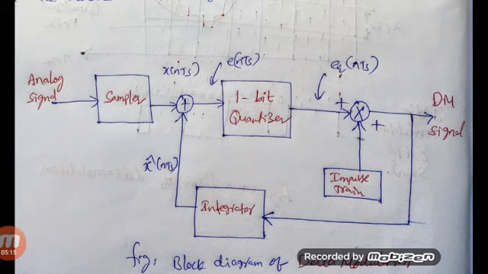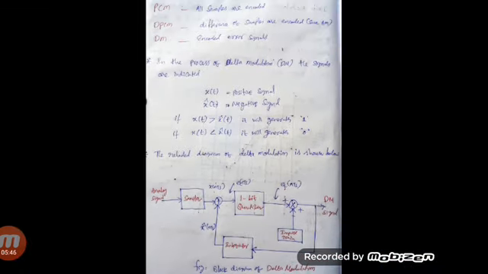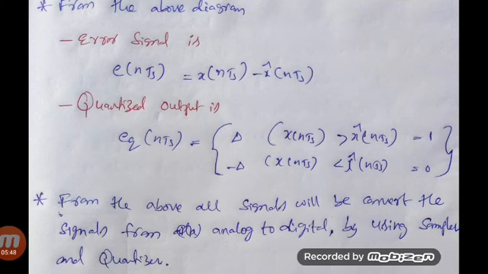So here x of t is the sampling signal, e of nTs is the error signal, eq of nTs is the quantized noise signal, and x cap of nTs is the quantized error signal. So these are from the above diagram.